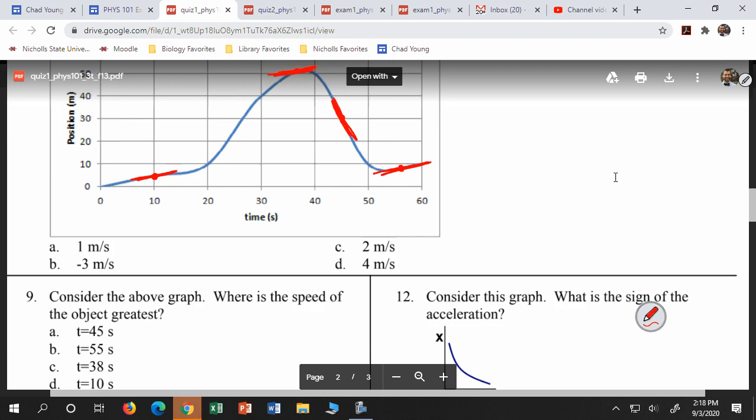Where is the speed greatest on this graph? At the 45 seconds, right? Because at 45 seconds, it has the biggest slope. And so the biggest slope means that it's traveling faster. It's traveling in the negative direction. It has a speed of, looks like, about -4 meters per second-ish. And so it's traveling faster than at any other point because the slope is a lot bigger.